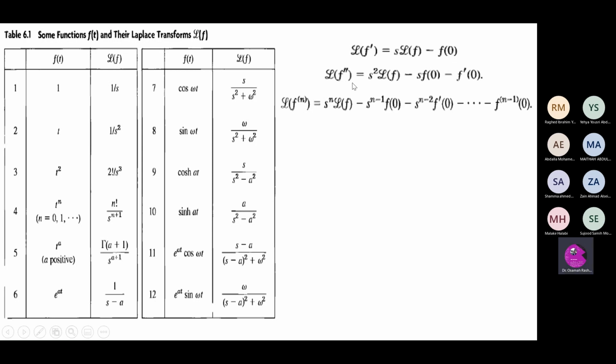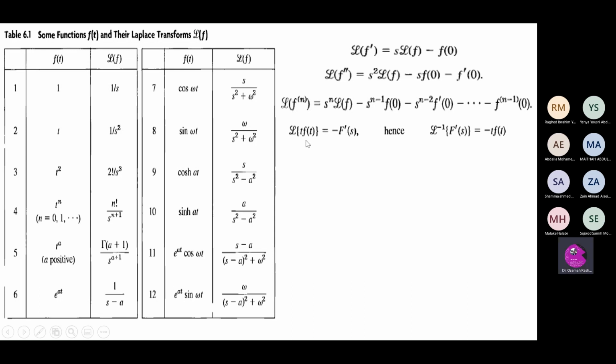If we have a second derivative, or a second-order ordinary differential equation, we should have two initial conditions, one for the dependent variable and one for the derivative of the dependent variable, right? At the independent variable equal to 0. This is why I'm saying we cannot use Laplace unless we have initial values. Also, we have this form.